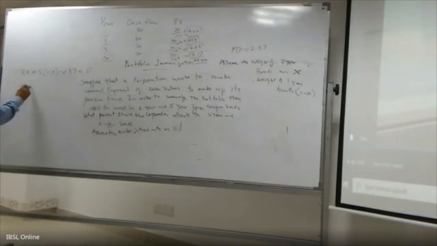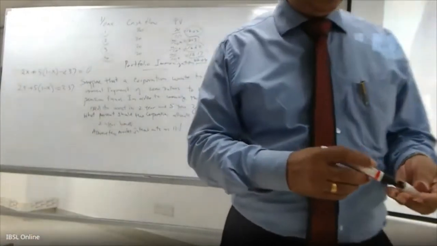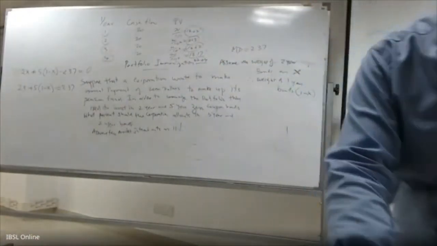2x plus 5 into 1 minus x is equal to 2.37. Now you can solve it for x. Just get x.